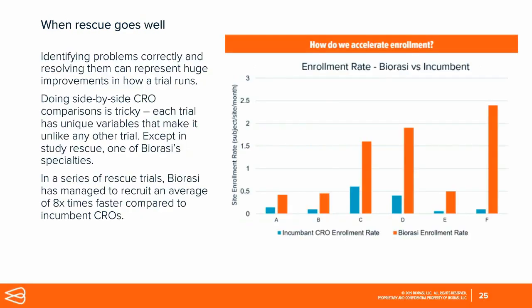So we're coming a little bit to the end here, and wanted to review a couple of case studies of what happens when rescue does go well, and what sort of results we've been able to achieve for some of the sponsors that we've helped in their studies over the past six, I think, rescues we looked at, and most of them were enrollment issues, although, like I mentioned, a lot of those were actually site activation issues that had to be fixed.